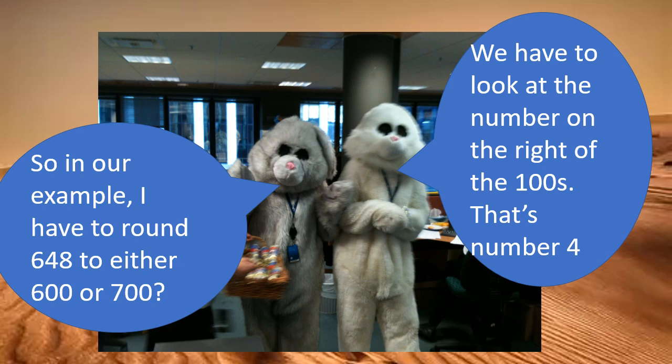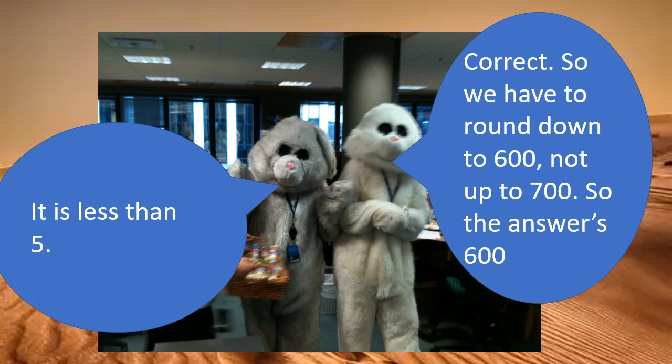So in our example, I have to round 648 to either 600 or 700. We have to look at the number on the right of the hundreds. So that's number 4. It's less than 5. Correct. So we have to round down to 600, not up to 700. So the answer's 600.